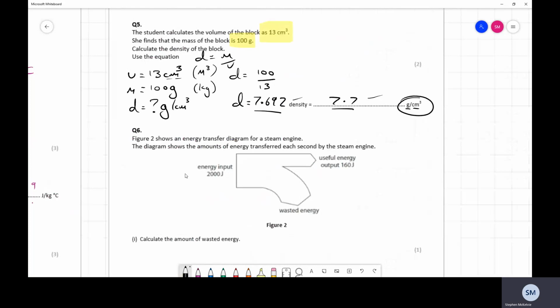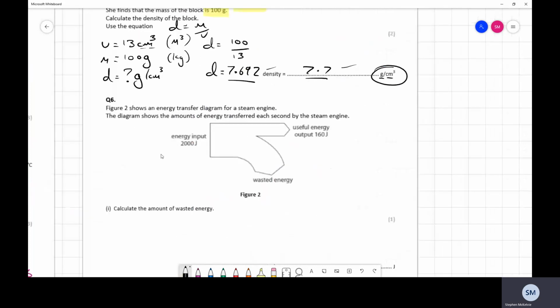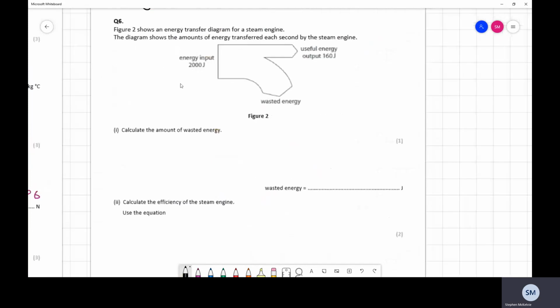Figure 2 shows an energy transfer diagram for a steam engine. The diagram shows the amount of energy transferred each second by the steam engine. Energy input is 2,000 joules. Remember, useful energy goes to the side, and the wasted energy goes down. Useful energy output is 160 joules. The wasted energy hasn't given me a number. I bet that's going to be something I need to find. Yes, look at that. Calculate the amount of wasted energy.